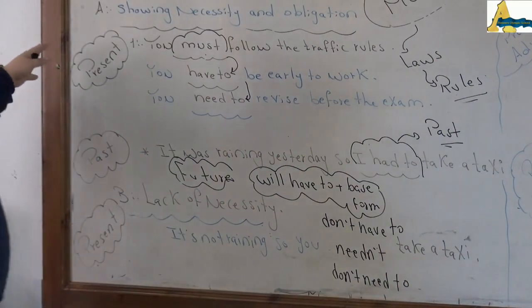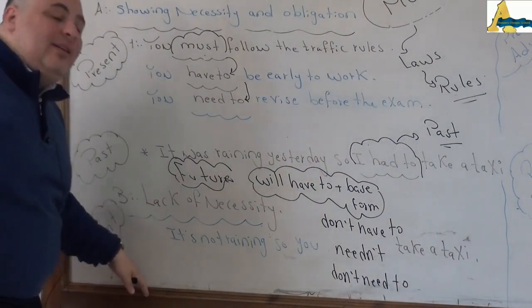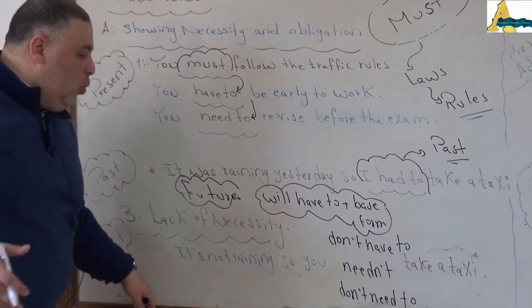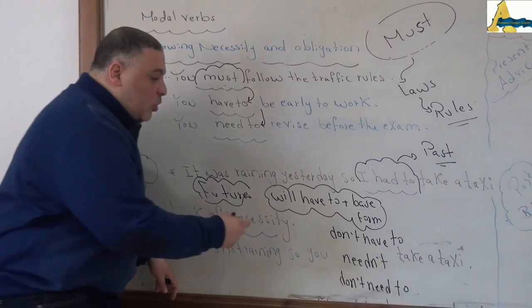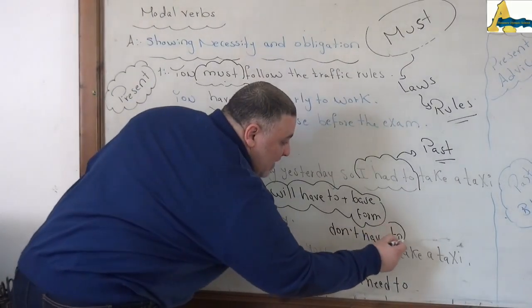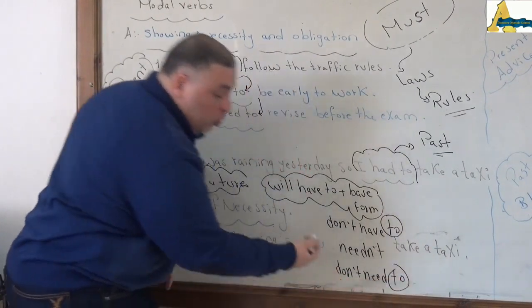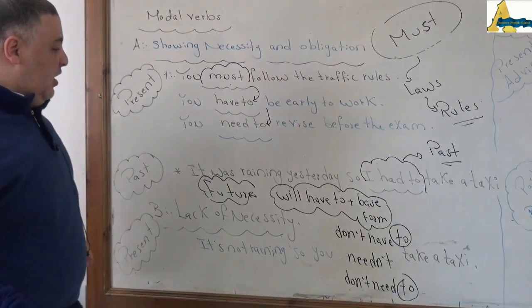You saw here something that's very important. Whenever we're talking about lack of necessity, there's no obligation. You have the right to do whether that or not, right? It's what we call lack of necessity. We use don't have plus to. We use don't need also plus to. Of course, don't can change into doesn't with he, she and it.